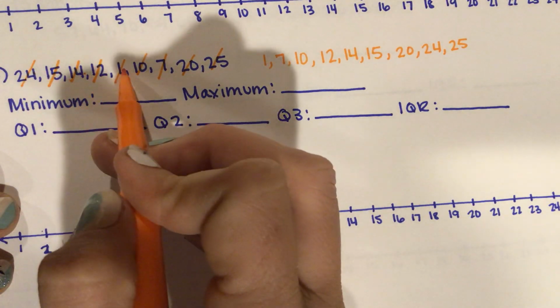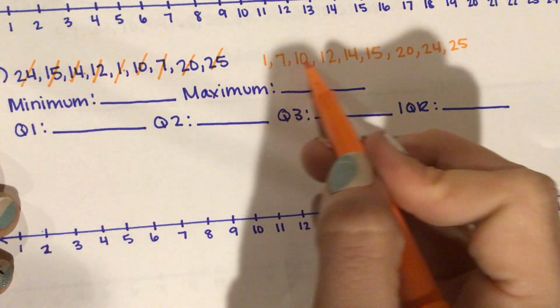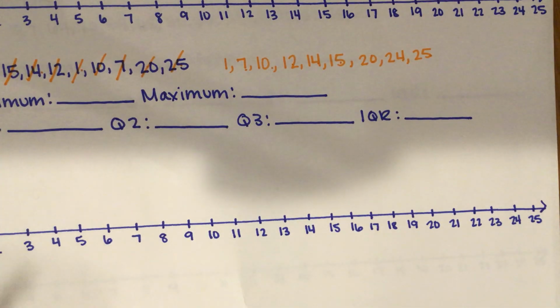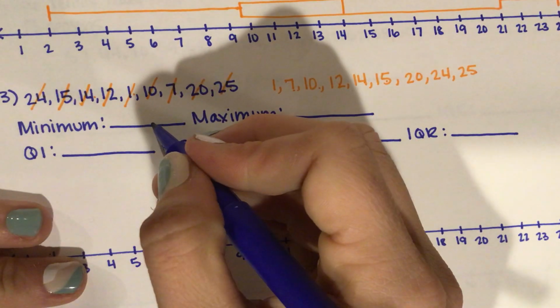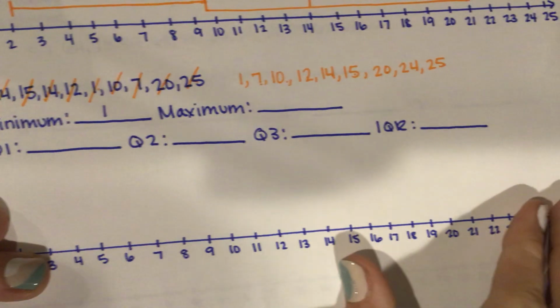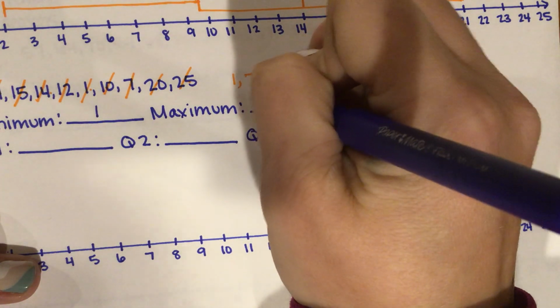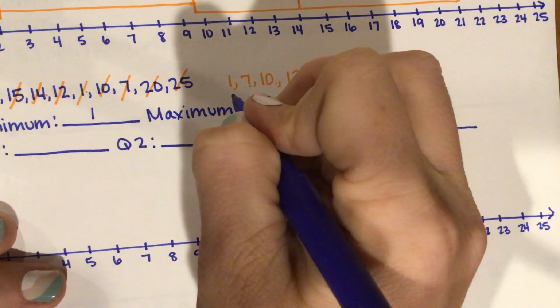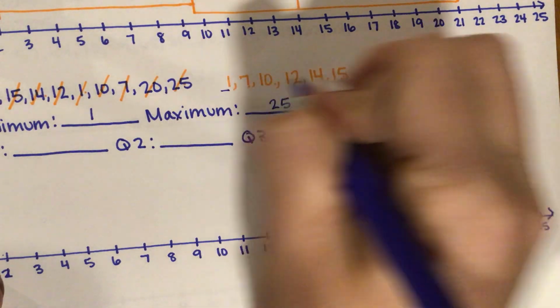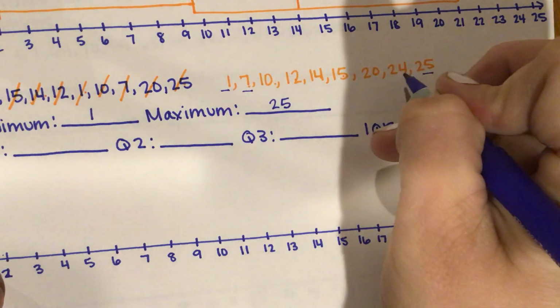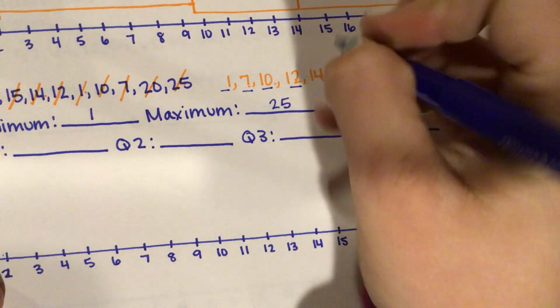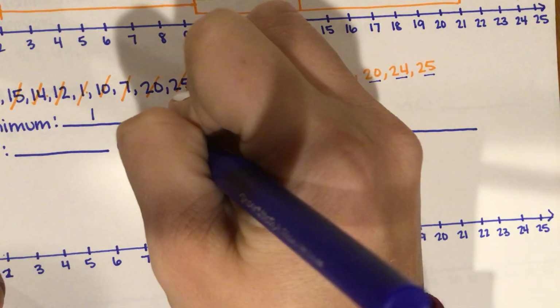So I have 1, 2, 3, 4, 5, 6, 7, 8, 9 numbers. Once I have that, my minimum value is 1. My maximum value is 25. Now I'm going to find my middle number, my Q2. So I start on either end. My middle number is 14.